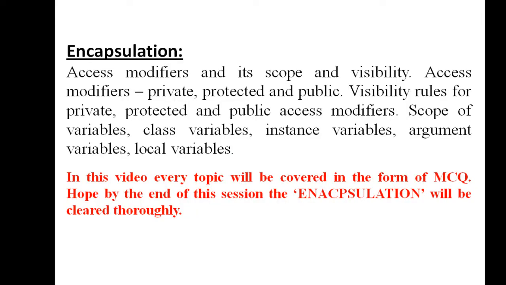Now this is the syllabus for encapsulation. Access modifiers and its scope and visibility. Access modifiers like private, protected, public, and also friendly is there. Visibility rules for private, protected, and public access specifiers. Scope of variables: class variables, instance variables, argument variables, local variables. So my one video is there, scope of variables. You can have a look at that video also.